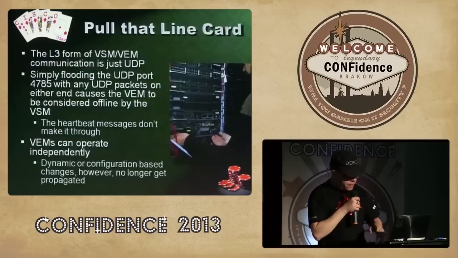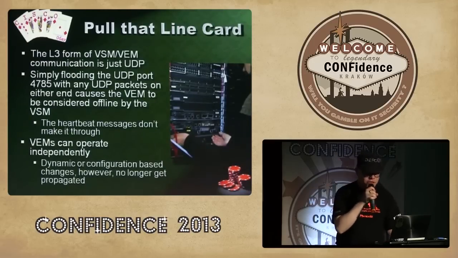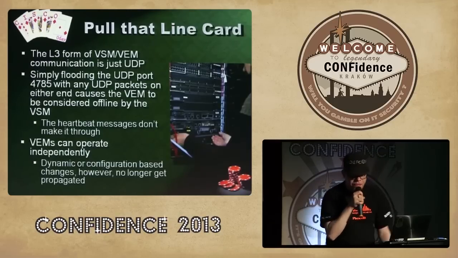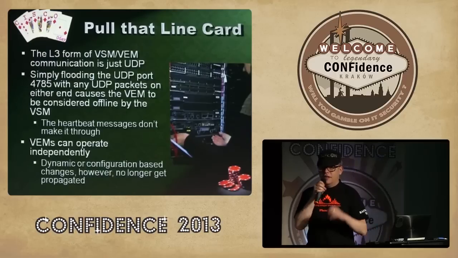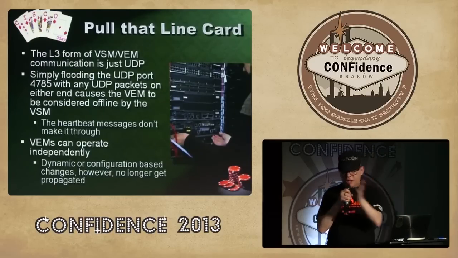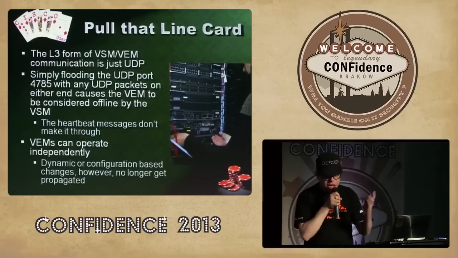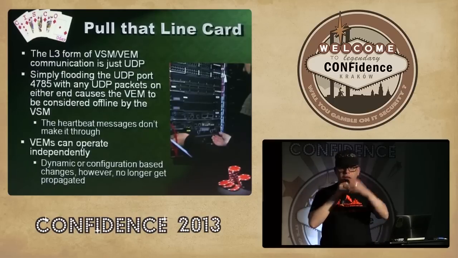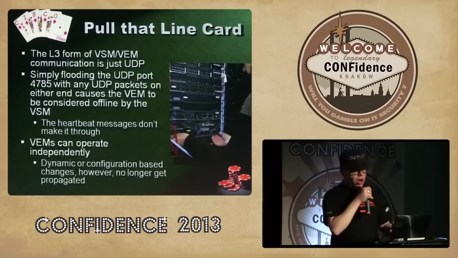That's good. I can also pull line cards with the hardest of all hacker tricks in the world: sending as many UDP packets as you can. Because if you have a layer 3 configuration, they don't have prioritization on the receiving end, neither on the VM nor on the VSM. So what you do is essentially flood the UDP port, and the VSM will tell you that it just lost all the line cards. Oh well.